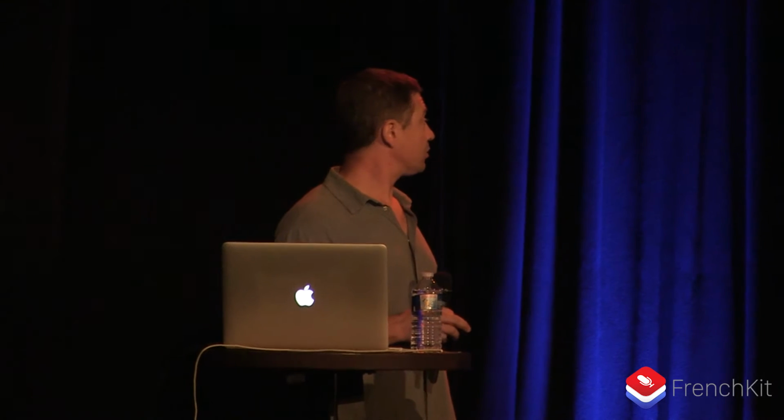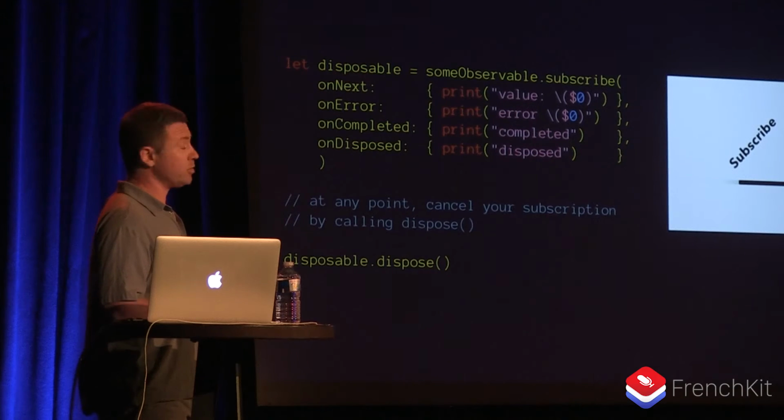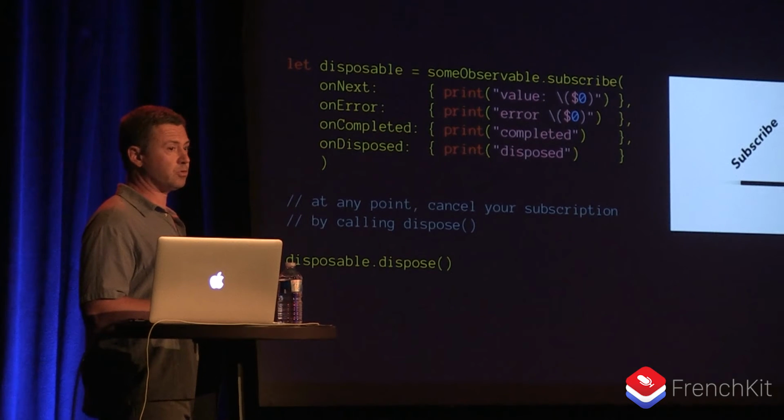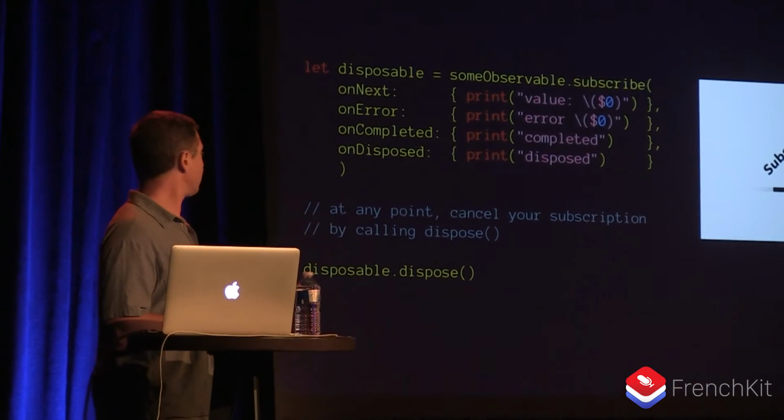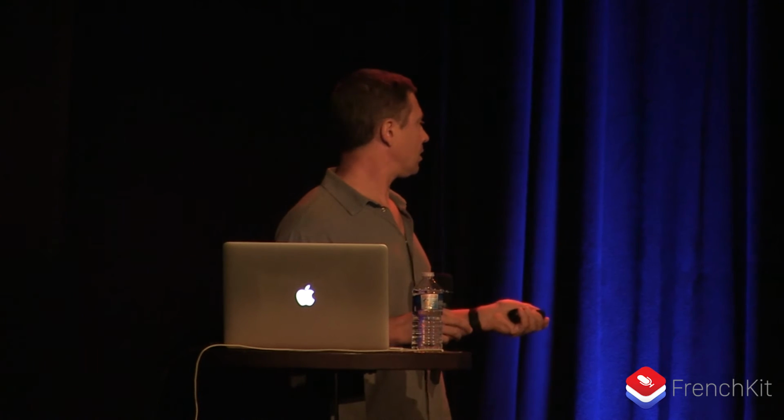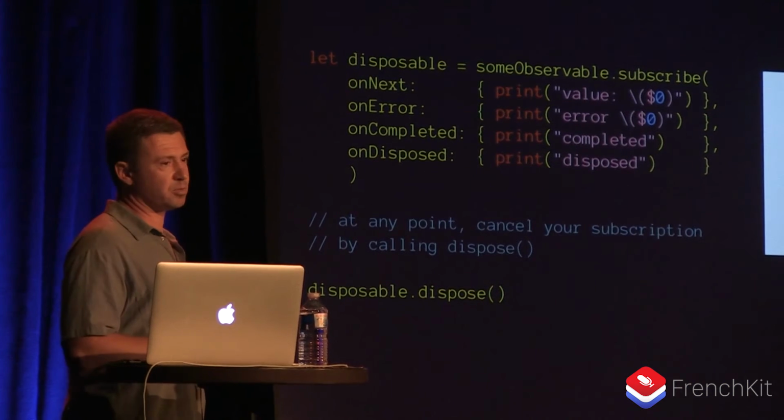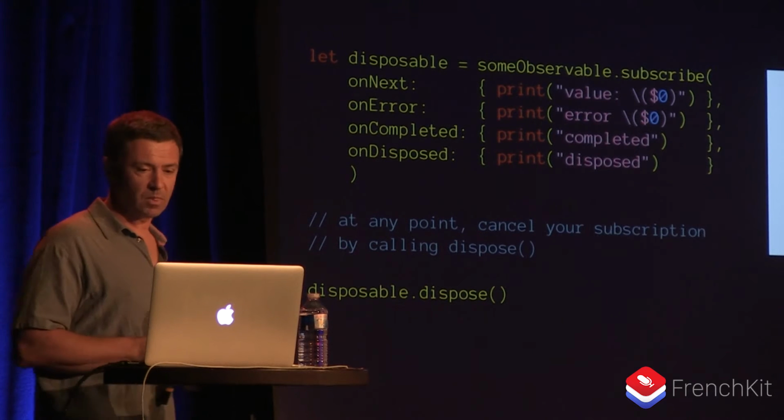A subscription always returns an object which is called a disposable here. It's very important because this is the object you can use to cancel the subscription to the sequence. So when you want to stop listening or stop the subscription, you just call the dispose method of the disposable and you're done.